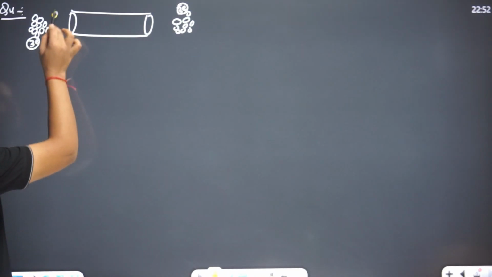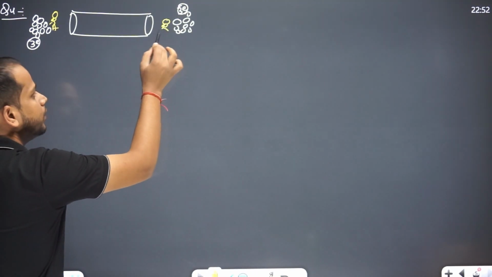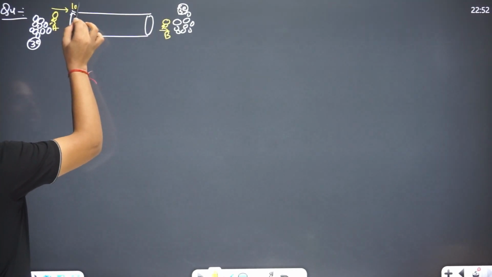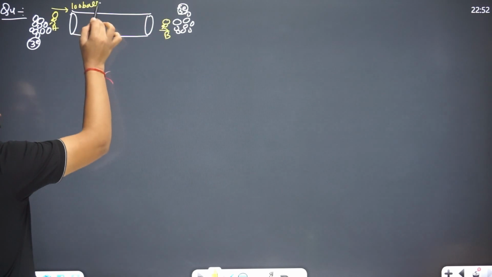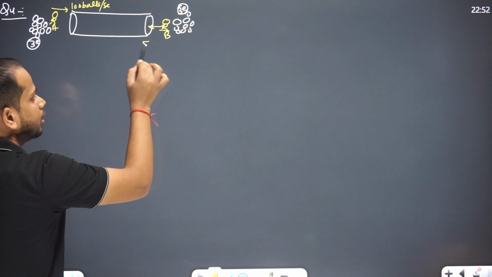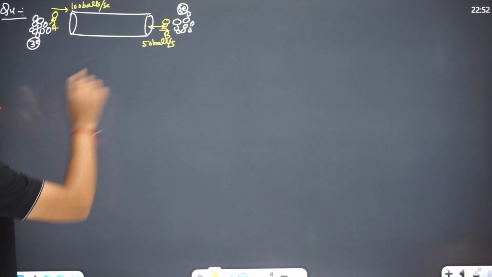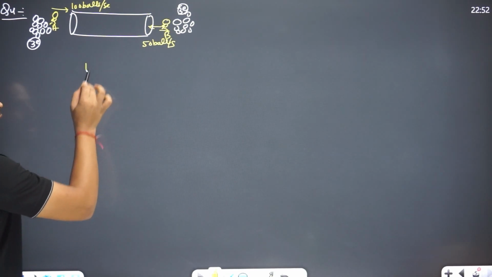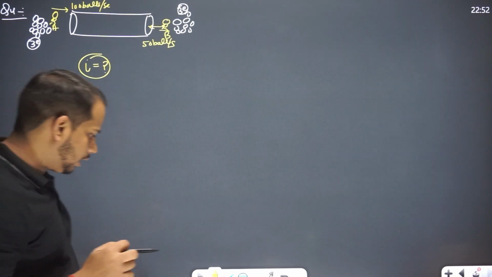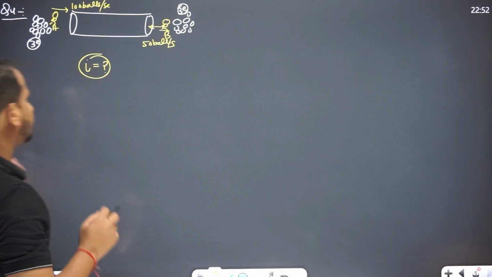We are saying there is a boy, you are here, it's A, and there is the next boy, B. A is throwing 100 balls per second, and B is throwing 50 balls per second, right? We have to find out the magnitude of current and the orientation of current. So let's see how we will find it out.